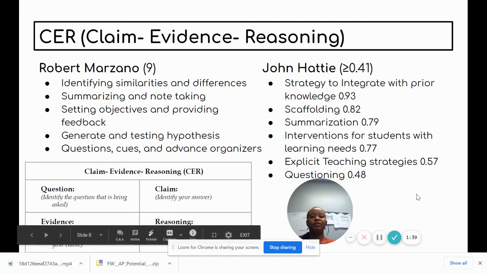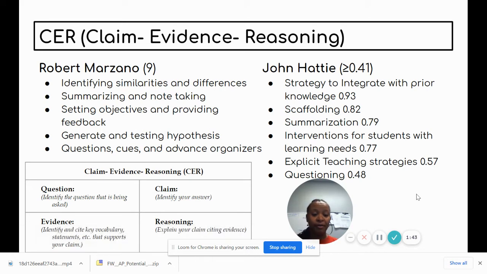For Hattie, it deals with strategy. It's a strategy that integrates prior knowledge because you're going to have to use what you know here. When you don't have a test, you don't have notes in front of you, so you're going to have to tap into what you know. It's a form of scaffolding the way that it's delivered. You have to summarize. It is a great intervention for learning needs. It's a way to explicitly teach something, and it deals with questioning. So to me, in my abstract kind of thinking, it satisfies many things.